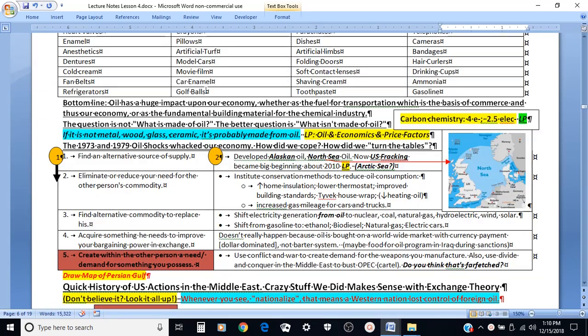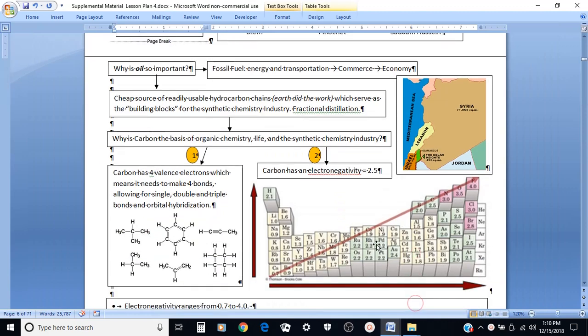So the bottom line is, oil has a huge impact upon our economy, whether as the fuel for transportation, which is the basis of commerce and thus our economy, or as a fundamental building block for the chemical industry. Now the question is not, what is made of oil? The better question is, what isn't made of oil? Like I said before, if it's not metal, wood, glass, ceramic, it's probably made from oil.